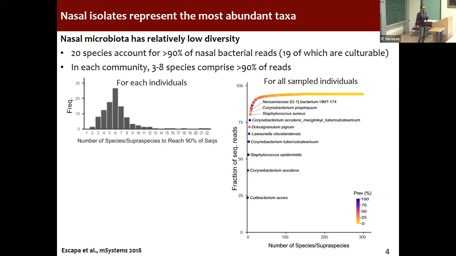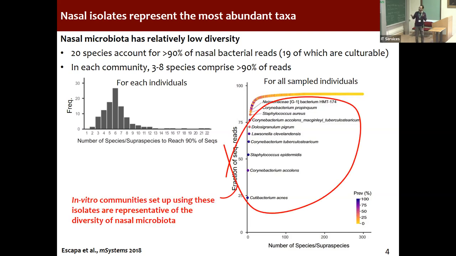Even more, if you look at individuals, so any given person, and look at the composition of their microbiota, 90% of cases, you can explain most of the microbes in that environment using a handful of species. Somewhere between 3 to 8 species are enough to say who's present, who's dominant in that environment. So it's a relatively low diversity environment as far as human microbiota goes. So nothing comparable to oral cavity or even worse than the gut microbiota.